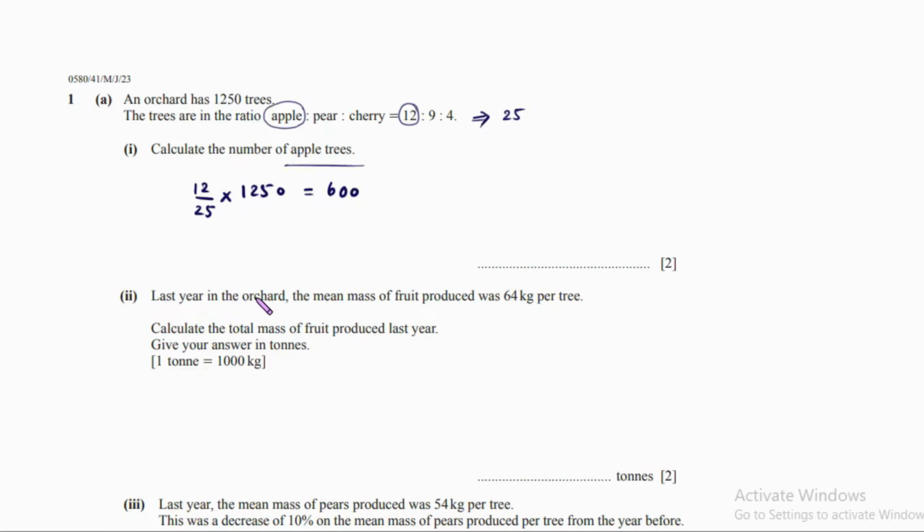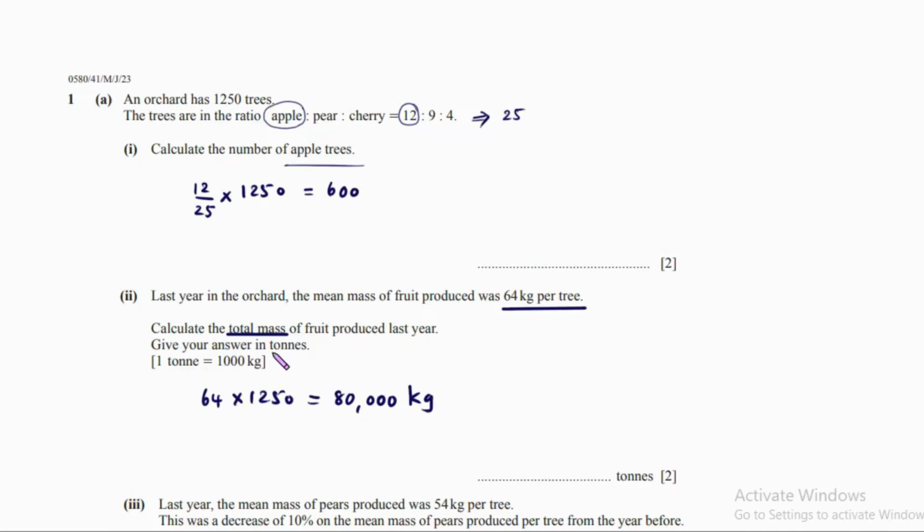Then last year, in the orchard, the mean mass of fruit produced was 64 kilograms per tree. Calculate the total mass of fruit produced last year. Give your answer in tonnes. Now, 64 kilograms is produced by a single tree, so then the total mass we need to find. In this case, they haven't mentioned specifically which fruit is considered, so it's going to be the total. That's going to be for 1,250 trees. So 64 per tree, and we have 1,250 trees, so we need to multiply these two together. When we do that, we get 80,000. This is going to be in kilograms.